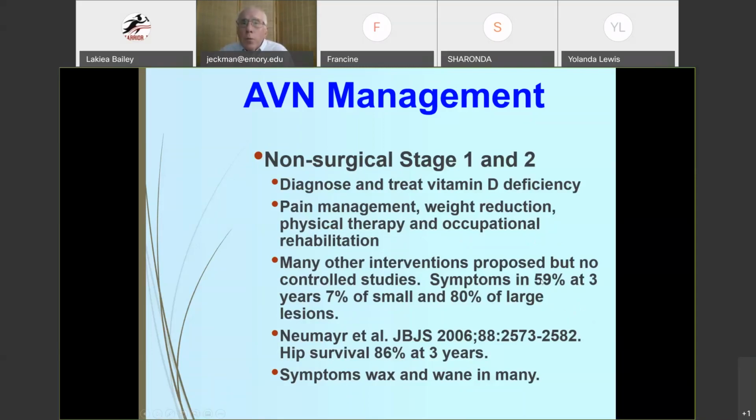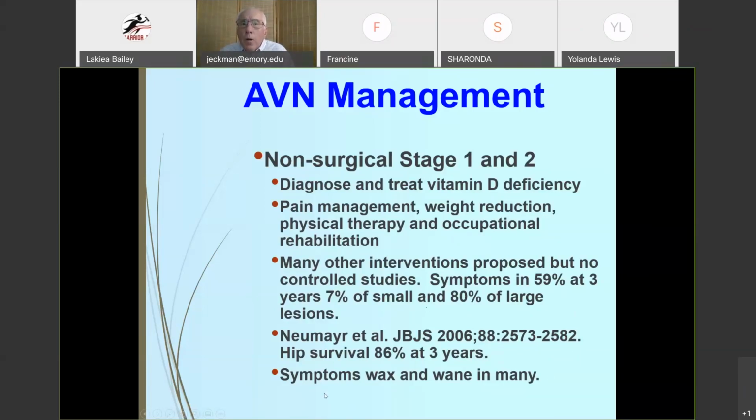And individuals with proven avascular necrosis in stage 1 and 2, about 60% of them will progress with symptoms at 3 years. The X-ray changes are small, it's about 7%, and if they're large, it's 80%. And one of the better studies that was done showed that the hip survival was 86% at 3 years. And so this is something that doesn't require aggressive therapy right away.